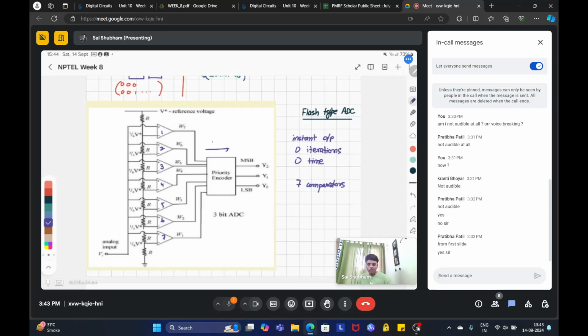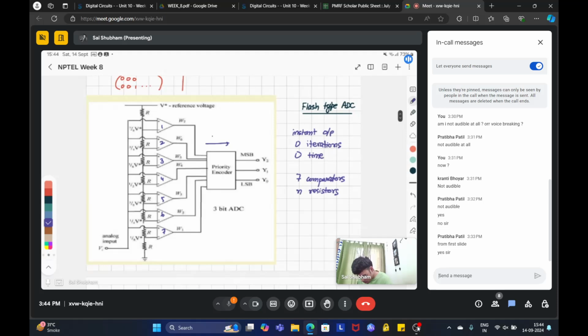By huge, I mean that when you make the layout of this op amp, you will see that they take up a lot of space. Similarly, resistors have some space, and since it takes about n resistors, it will have a lot of area, and that area directly corresponds to cost. And then you have this priority encoder, which is made up of flops. So this is your flash type ADC. It takes less time, it gives you output instantly, and it has more number of comparators. So that's why it is expensive.